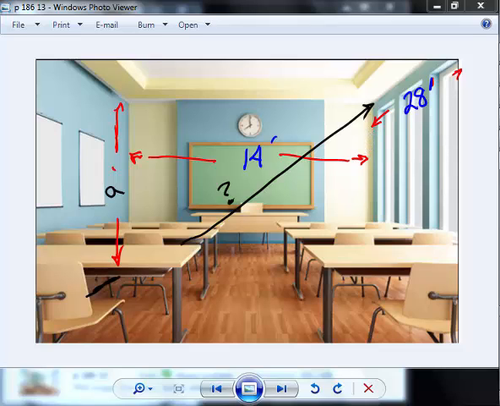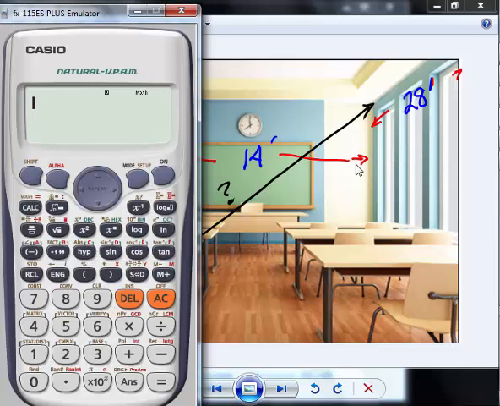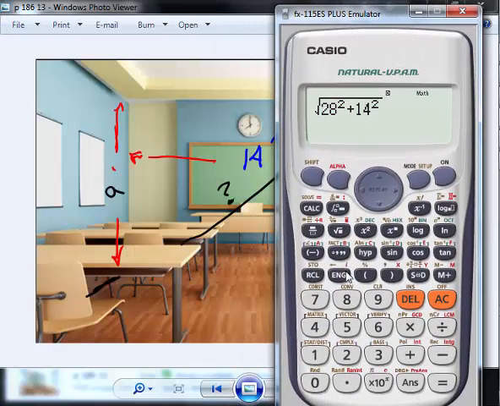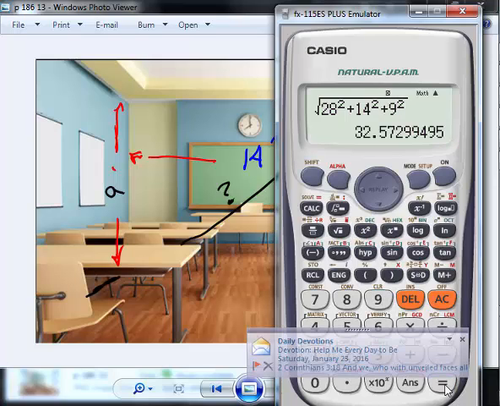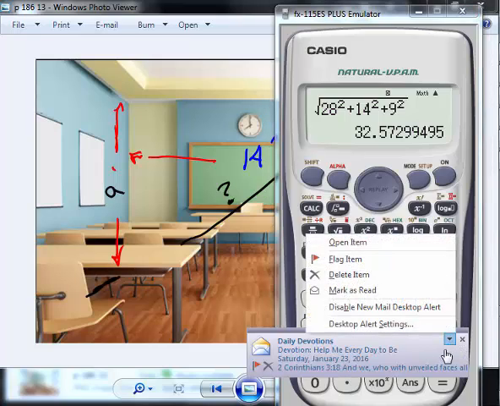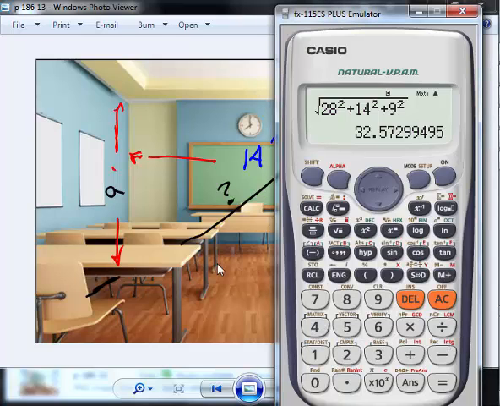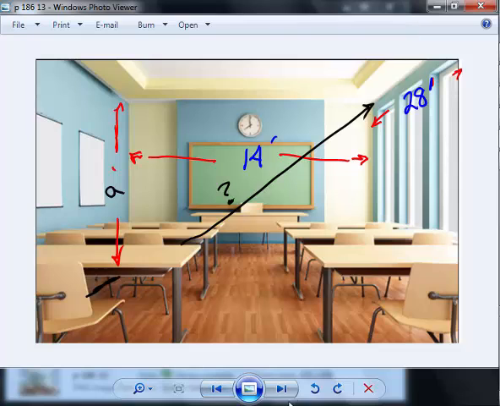So what we need to do is to have a three-way Pythagorean theorem. Or in other words, we'll take the square root of 28 squared plus 14 squared plus 9 squared. And we get that the room is 32.5. I guess we would have to round it to get the right number of, well, hold it. No, the 9 feet is only 1 sig fig, so the best we could do would be to say 30 feet is the diagonal.